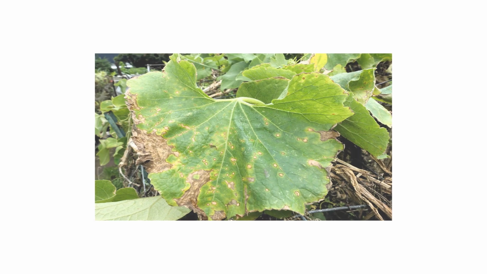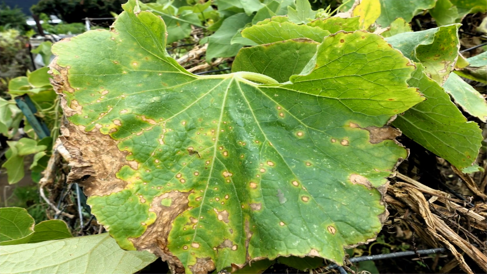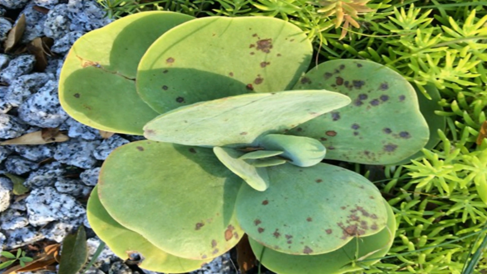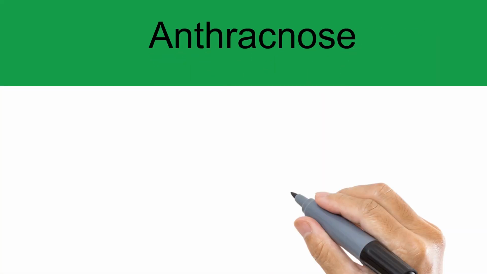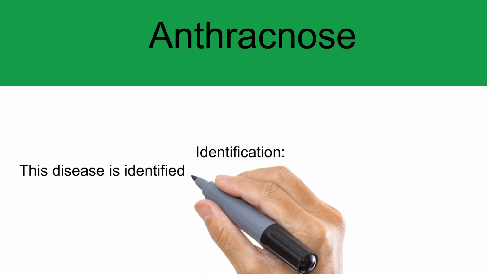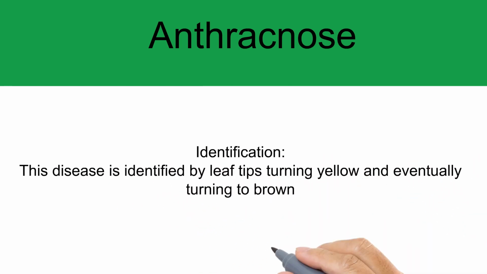Anthracnose. Anthracnose is caused by fungi. Infected plants develop dark, water-soaked lesions on stems, leaves or fruit. Anthracnose can reduce a beautiful harvest into rotted waste in just a few days. Identification. This disease is identified by leaf tips turning yellow and eventually turning brown.